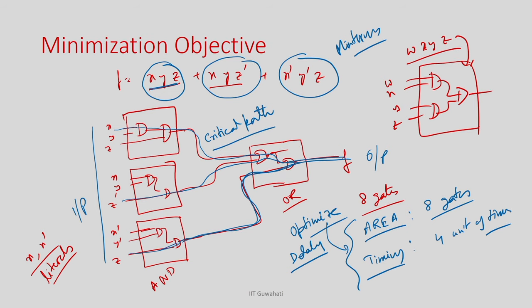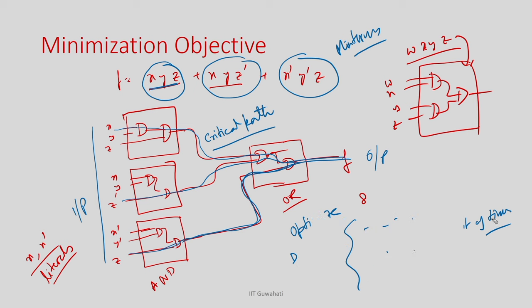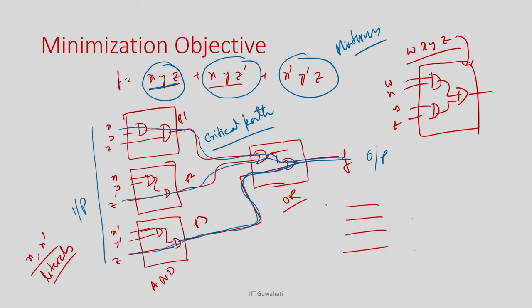Now if you see here, if there are 3 product terms, you implement using 2 OR gates here, right? And it contributes a delay of 2. Now think about having 4 product terms. These are the product terms: this is P1, this is P2, this is P3. If you have more product terms, say 4, so P1, P2, P3, P4.